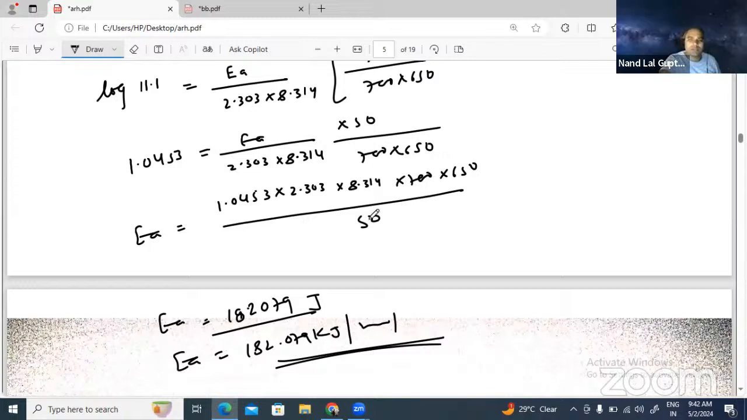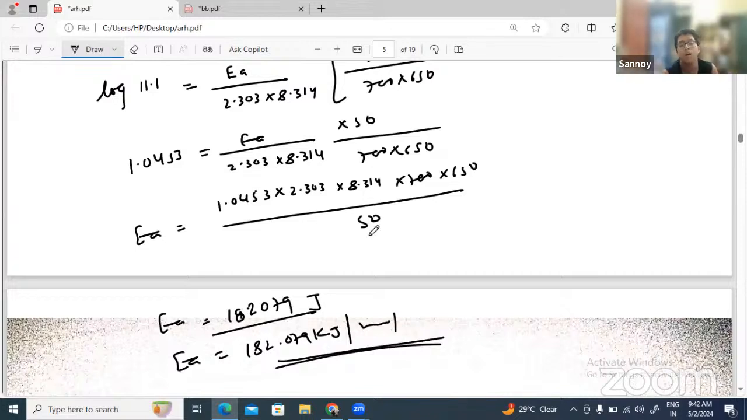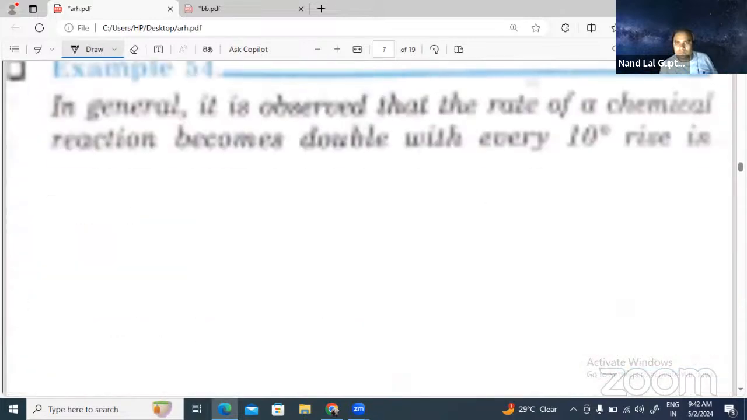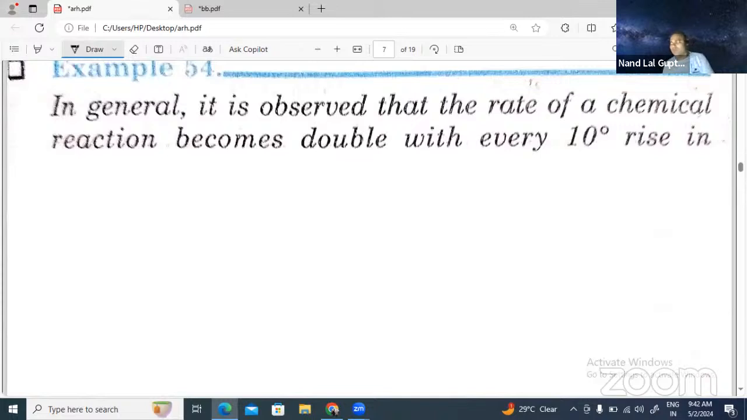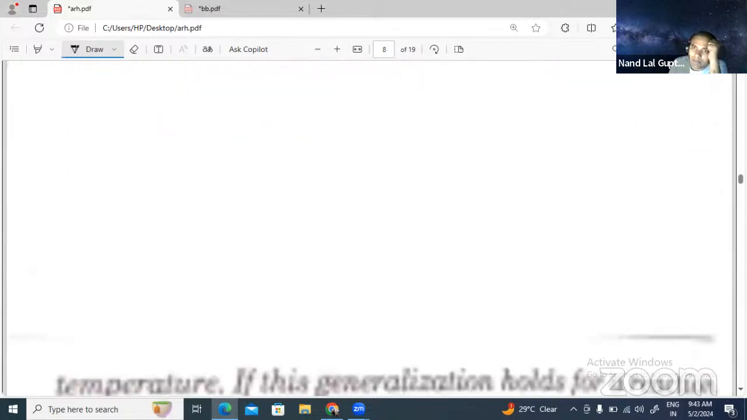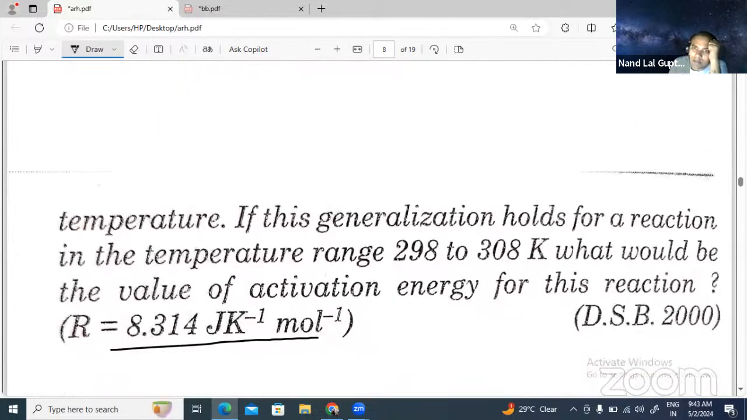Now moving to the next question. You try to solve the question. I'm giving you the question here. The question has two parts. In general, it is observed that the rate of a chemical reaction becomes double with a rise of 10 degrees in temperature. Okay, double when the temperature rises by 10 degrees. Now, the remaining part is here.